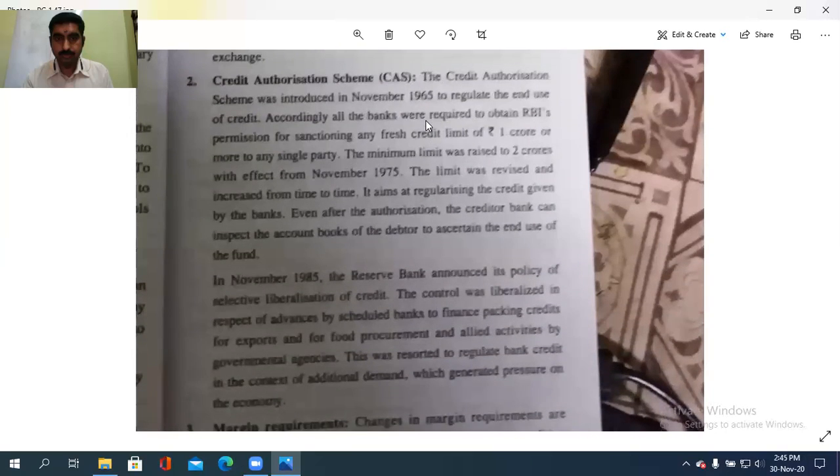So that is a little important, that one, Credit Authorization Scheme. It means what? It was introduced in November 1965 to regulate the end use of credit. This one is utilized to reduce the use of credit.